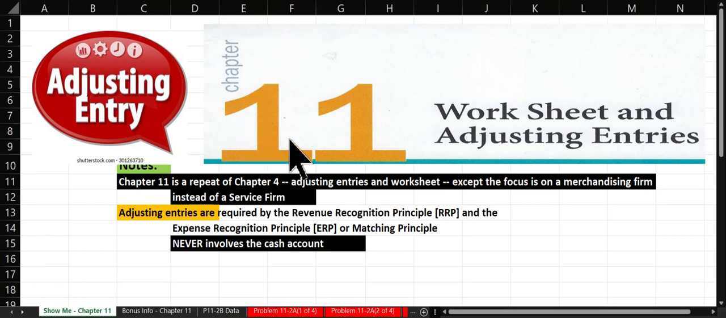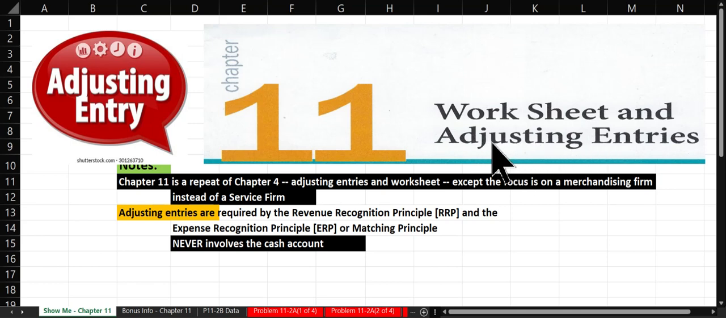Welcome to chapter 11. In this chapter, the focus will be on using the worksheet, a special tool utilized by accountants in the accounting process, and focusing on adjusting entries. Let's start first by reminding ourselves what adjusting entries are. I say reminding because we would have dealt with this topic in chapter 5.